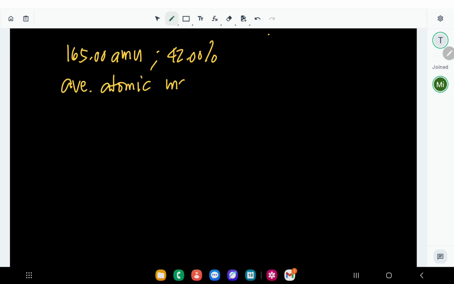Okay, number 29, the one I downloaded. What is the mass of the second isotope if one of the isotopes has a mass of 165 atomic mass unit with relative abundance of 42%, and the average atomic mass is 167.00 AMU?